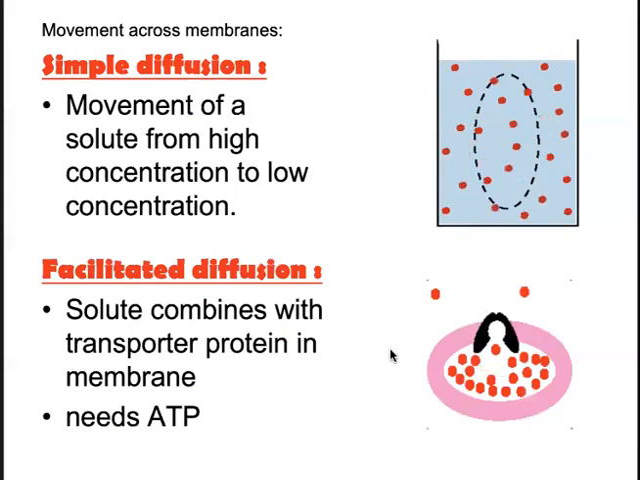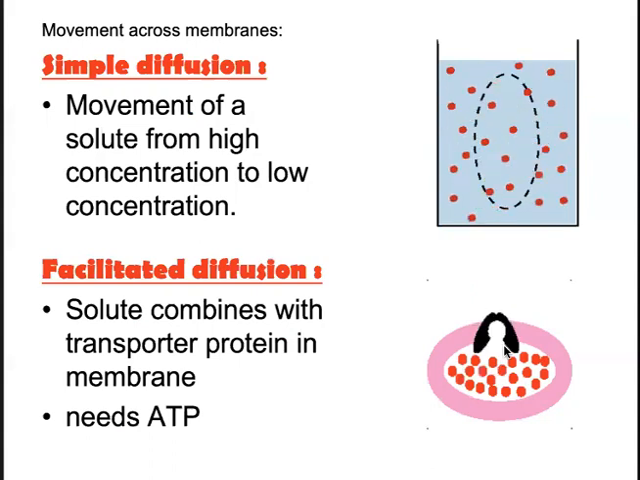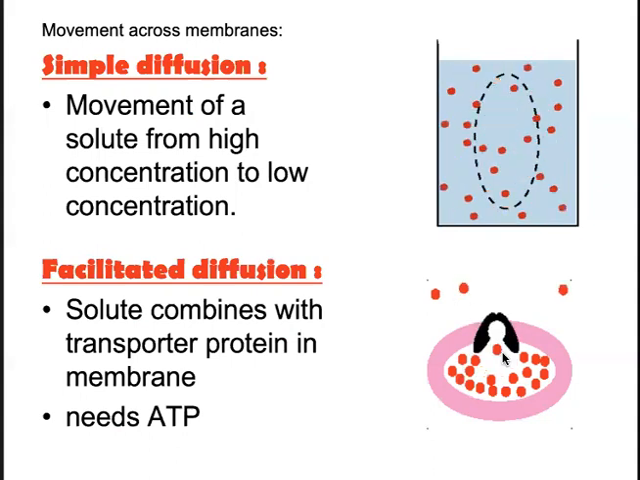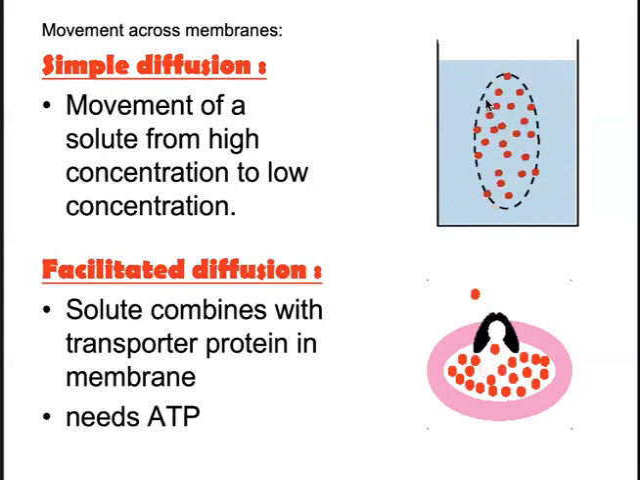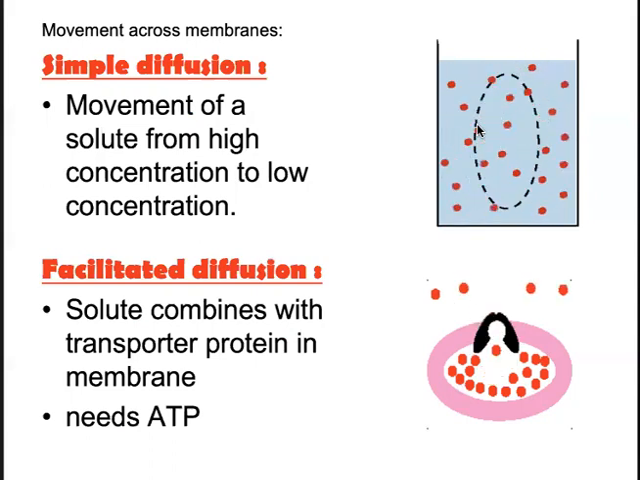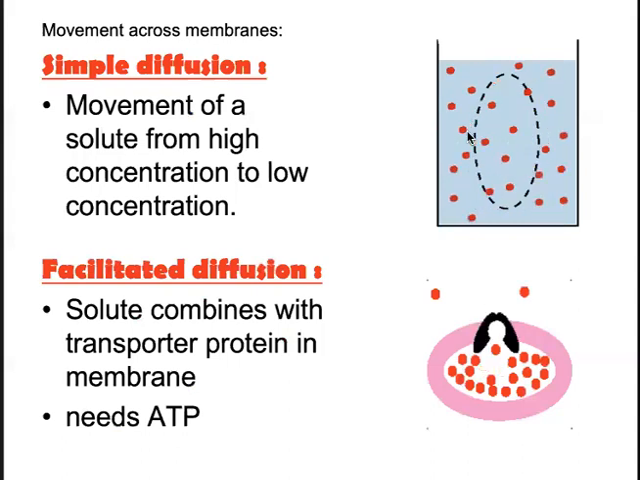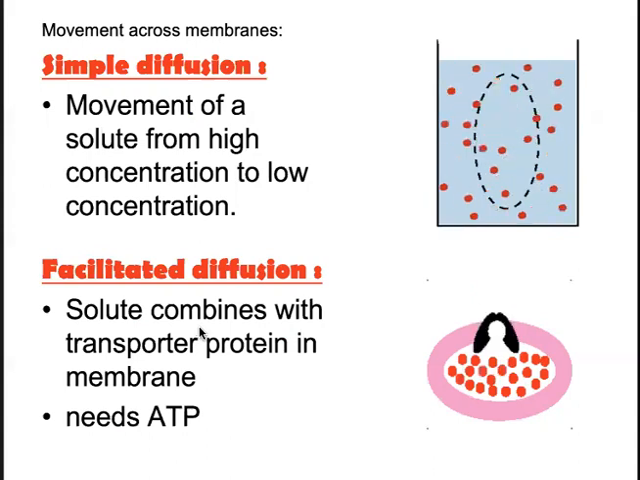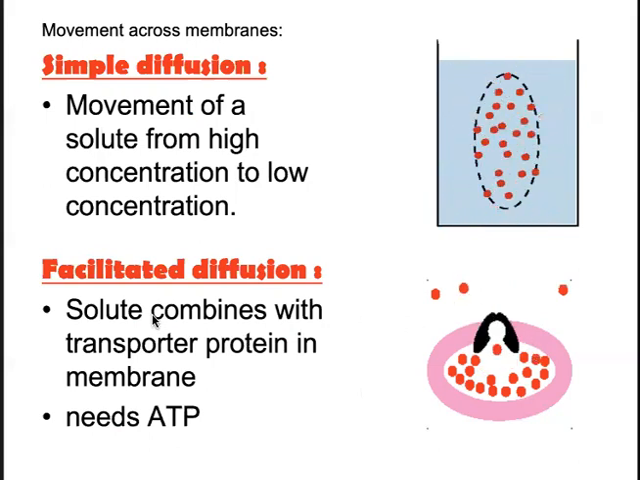Facilitated diffusion, on the other hand, would require gates or channels. And this would need energy or ATP. This is what happens usually in our cell membrane. Kung water lang naman at mga small solute, they would undergo simple diffusion. They would simply just pass through the channels in our cell membrane. Hindi na kailangan ng energy para pumasok sila. However, some solute would require energy in order for them to enter into the membrane, and so they would require facilitated diffusion.